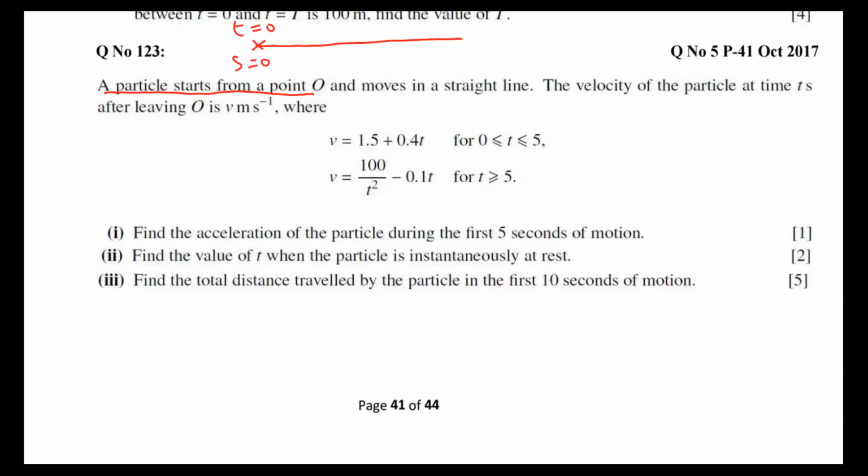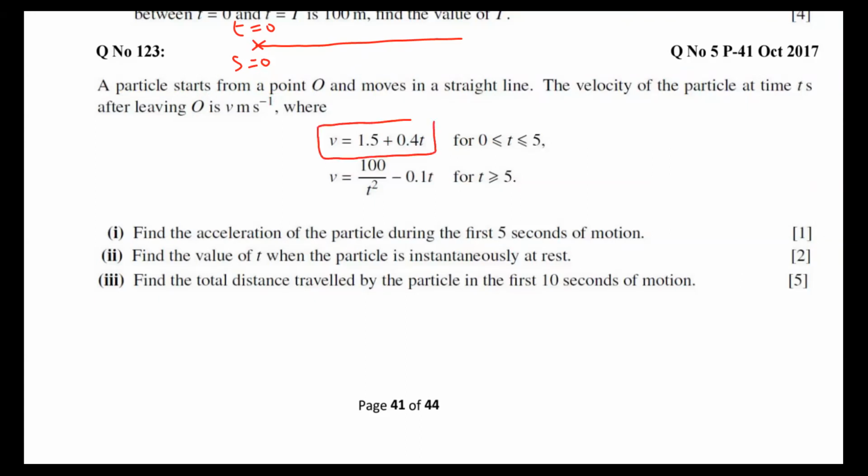Start from O means the speed is also 0. The velocity of the particle is given by these two formulas, but I think the velocity is not 0 at the start. How do I know? If I plug in time 0 in place of t, this term is gone and the velocity becomes 1.5. So it is not starting from rest. When it says start from rest, we must have velocity equal to 0. But in this particular question, we don't have velocity 0.